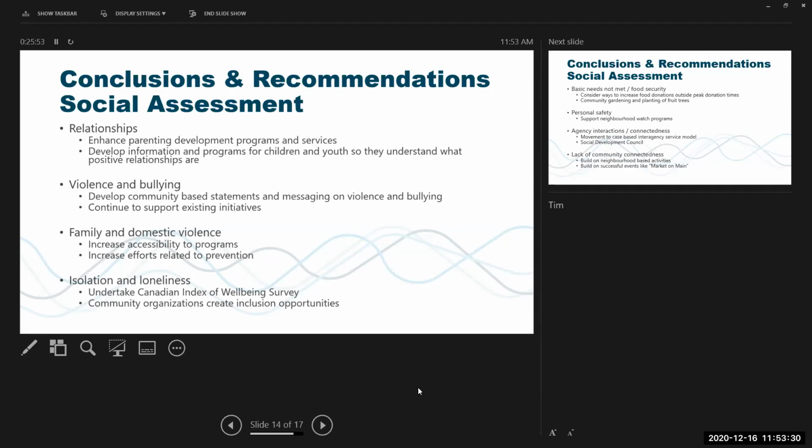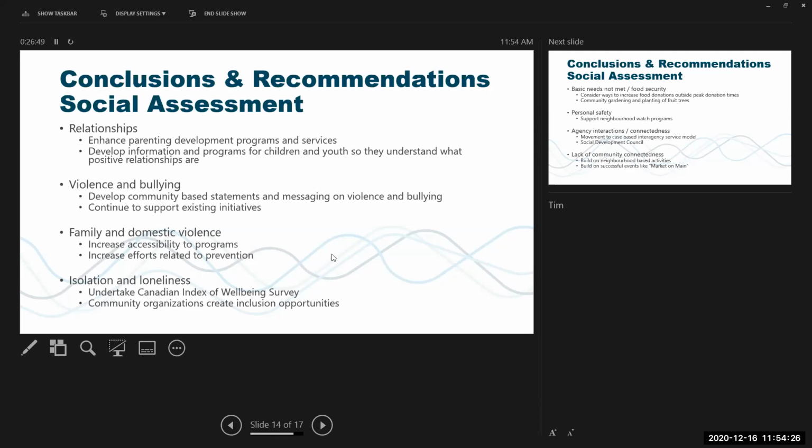Violence and bullying. It comes up pretty much in every project that we do in terms of social needs assessment or social development plans. It wasn't as high as some communities when we looked at it in relation to other things, but certainly community-based statements and messaging around violence and bullying in terms of what's acceptable, what isn't acceptable. It's building that value base about what is not okay in terms of behavior relative to violence and bullying, and continue to support existing initiatives. We certainly heard there are a number of existing initiatives that are working. So again, it might be utilization, but continuing to build on those.